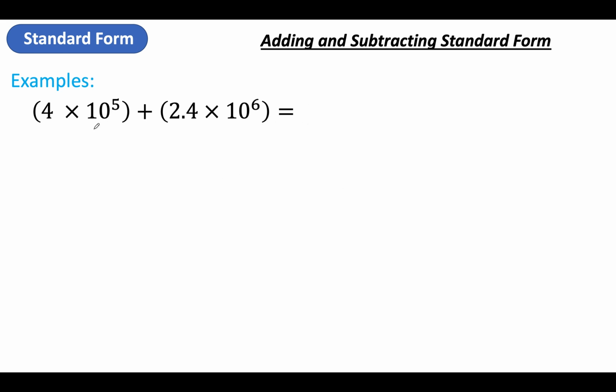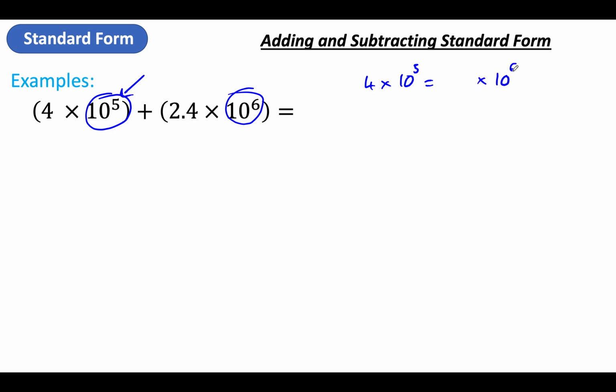Okay, what have we got? We've got 4 times 10 to the power of 5, and 2.4 times 10 to the power of 6. There are my 2 powers, 10 to the power of 5 and 10 to the power of 6. Look for the smaller one. That's the number we're going to adjust. So 4 times 10 to the power of 5 originally. I'm going to change it so it matches this one, so it's times 10 to the power of 6.